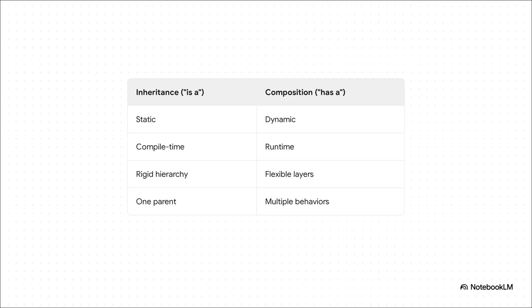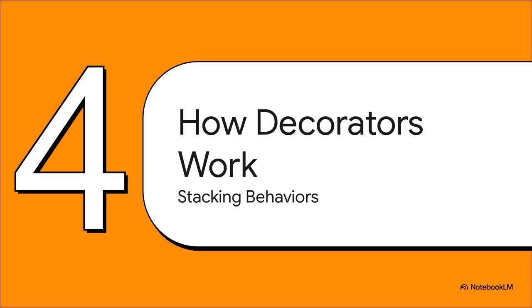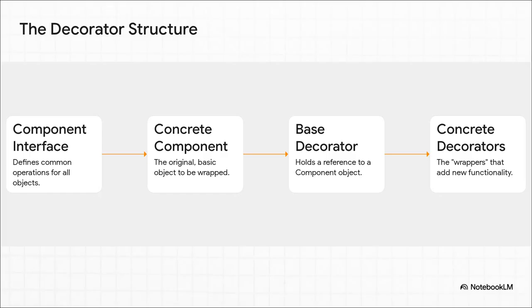We can add, remove, and combine behaviors whenever we want without getting tangled up in a complex family tree of classes. Okay, so let's get into the weeds a little bit and see how this actually works in code. It's surprisingly simple once you see it. Just think of it like stacking Lego bricks. You start with a base piece, and every new brick you snap on top gives it a new capability. So the pattern really has four main players.